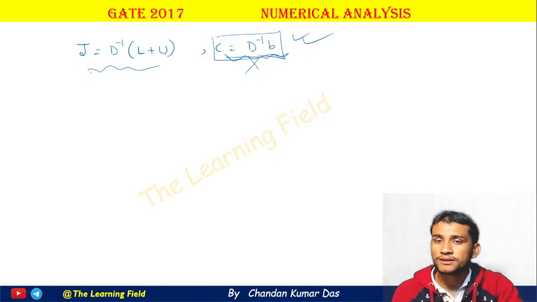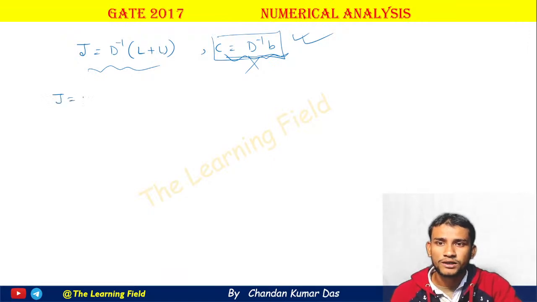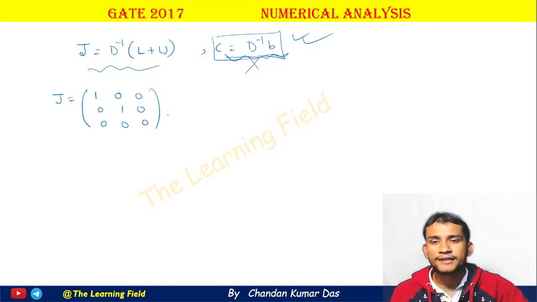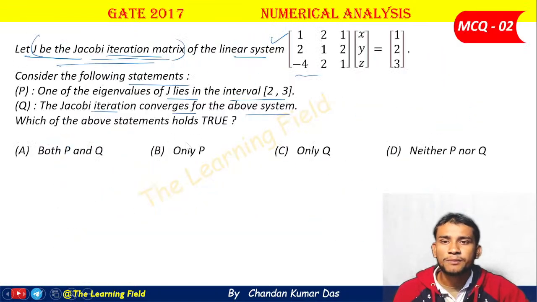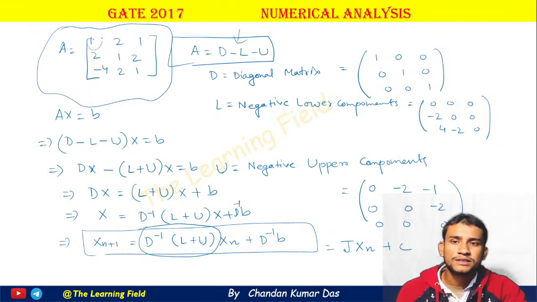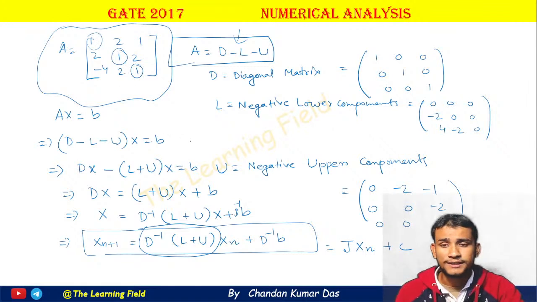Now we calculate the matrix J for statement P. J equals D inverse (L plus U). D is the identity matrix, and D inverse is again the identity matrix. This is not necessarily always the identity matrix, it depends on the matrix A, because here the diagonal of the given A is 1, so D inverse is the identity.